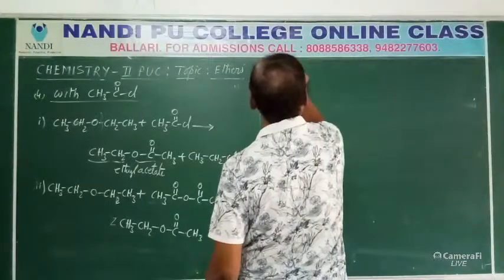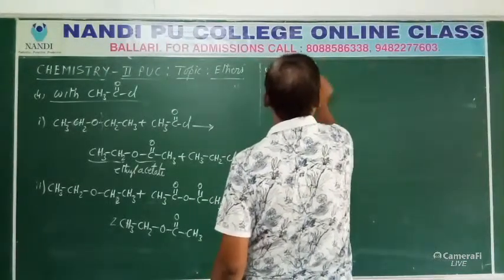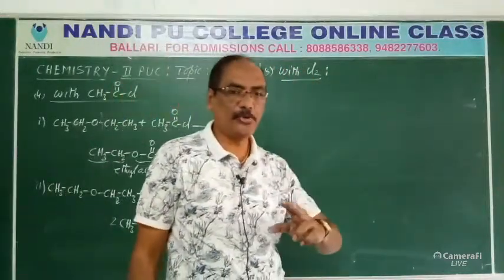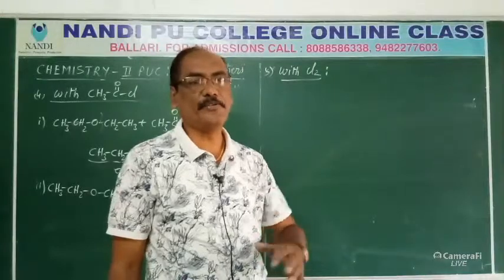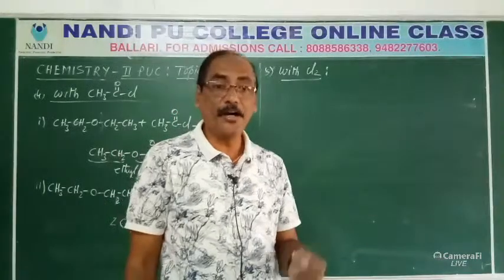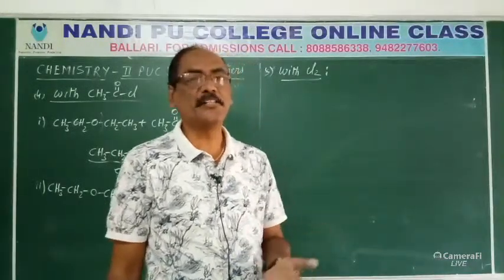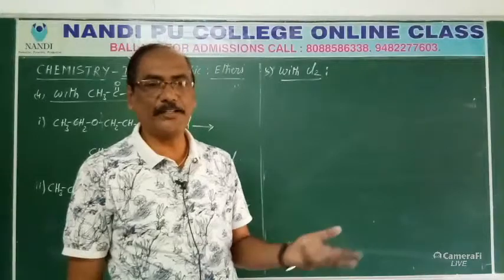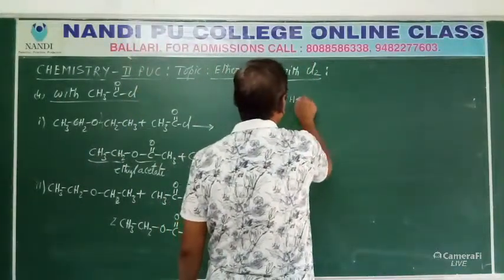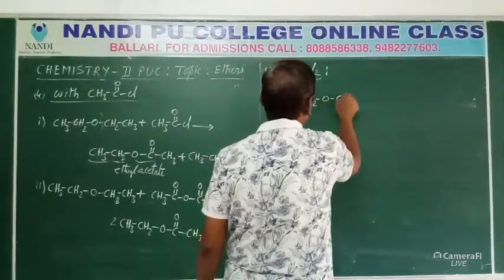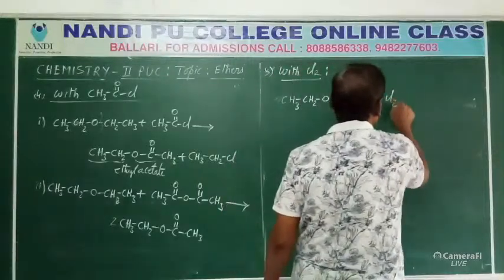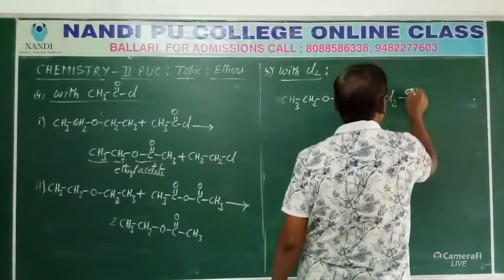Next one with chlorine. When you take chlorine, there are 2 possibilities: in the presence of sunlight and in the absence of sunlight. That means in dark conditions and in the presence of sunlight. 2 cases, we are going to get 2 products. Suppose the first one, CH3CH2OCH2CH3, is treated with chlorine in dark.